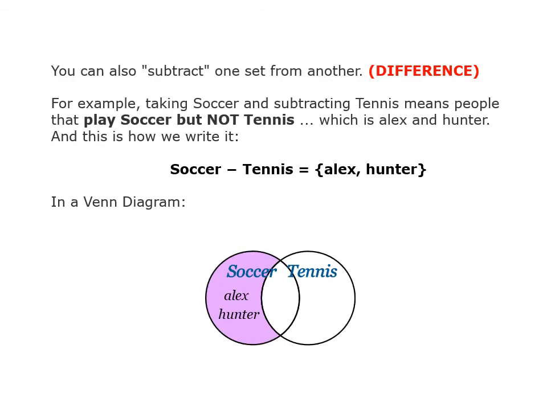You can also subtract one set from another, that is your difference. For example, taking soccer and subtracting tennis means people that play soccer but not tennis, which is Alex and Hunter. And this is how we write it. Soccer minus tennis will be the set made up of Alex and Hunter as your elements.